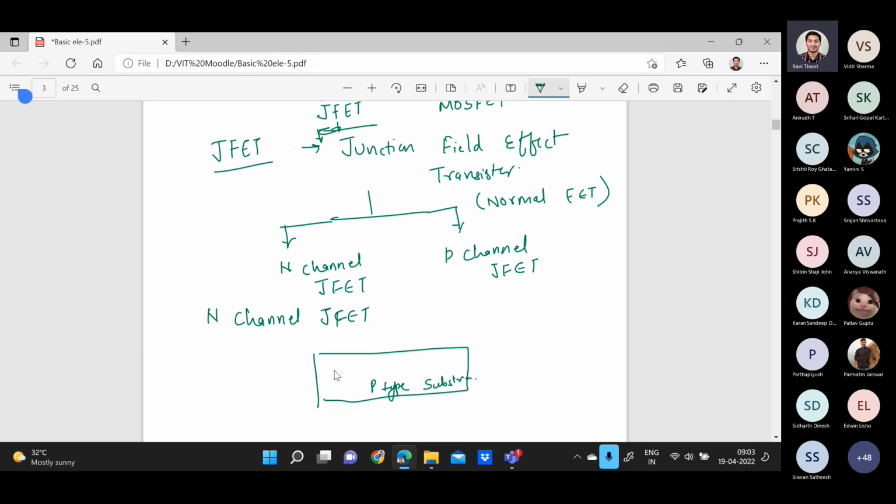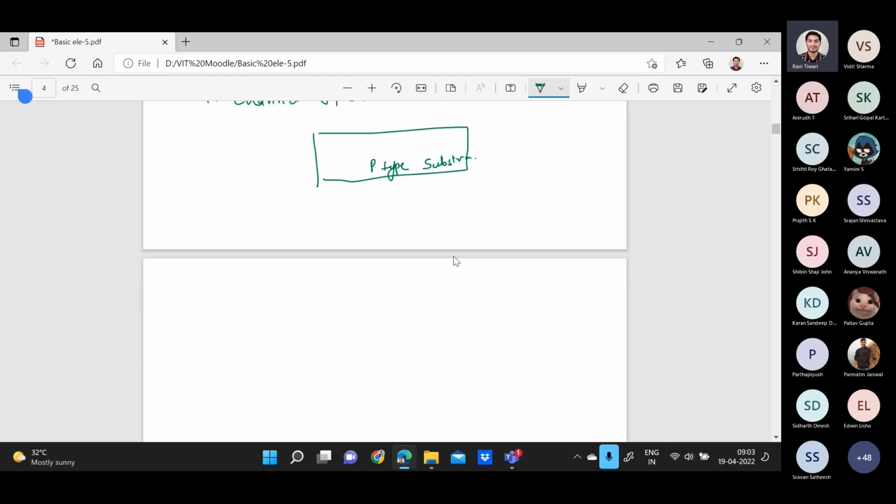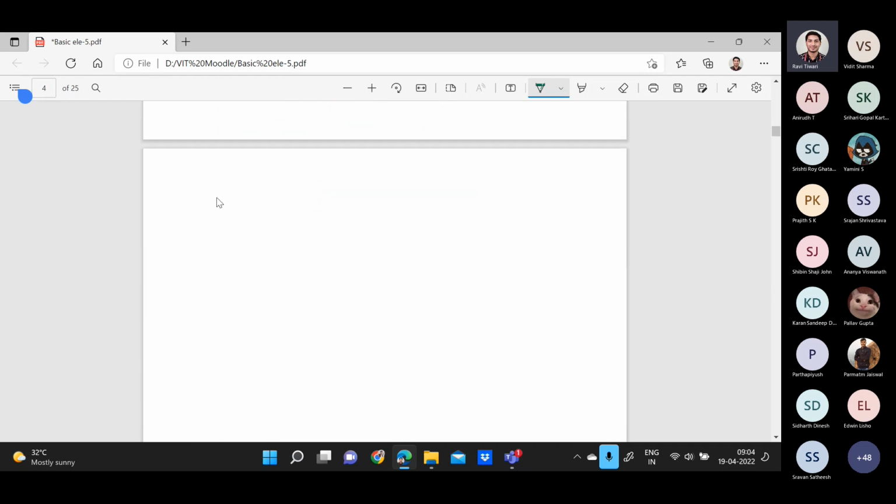The N channel is mostly used for fabrication, so I will start with the N channel FET. Here we will take a narrow bar, like this, of N type material. As this is an N channel FET, I am taking one N type bar.